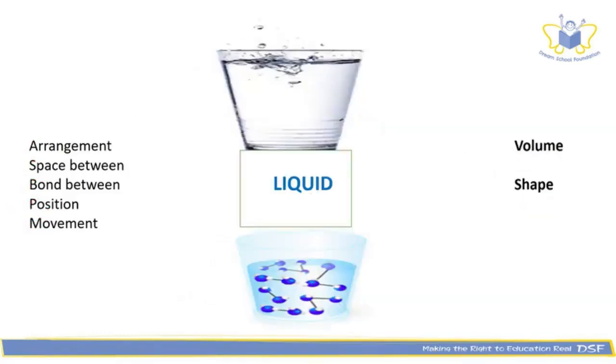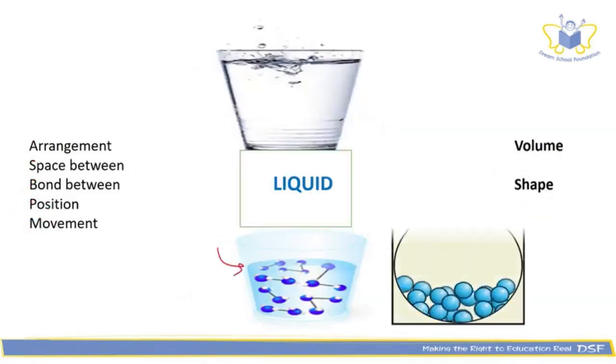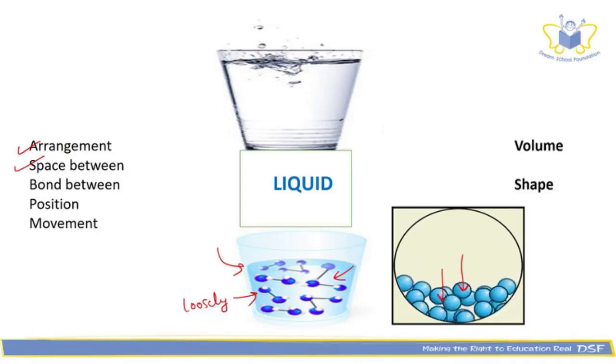Let us look at the particles in a liquid. Let us look at the arrangement. You can see that they are slightly loosely arranged. You can see here too. What about the space between? They do have quite a bit of space between them. Then the bond between. They do have bonds, but they are pretty weak when compared to a solid.